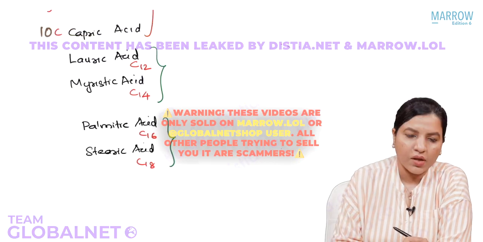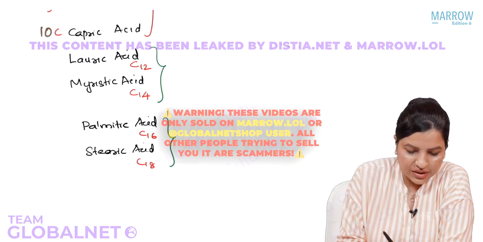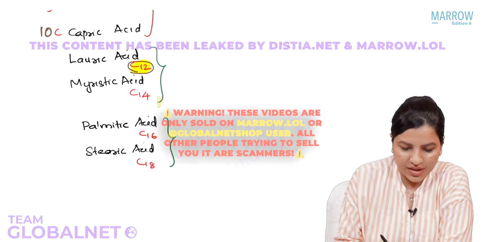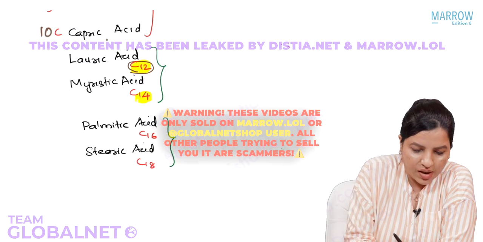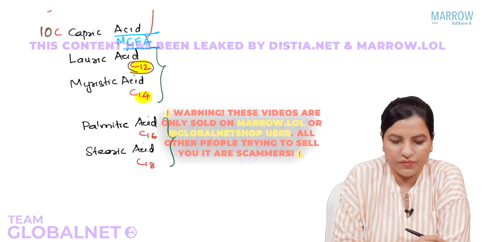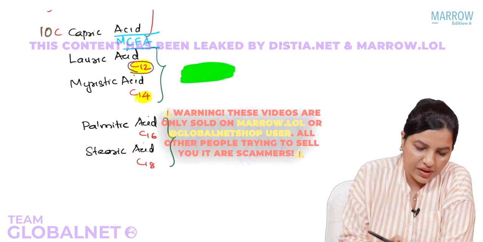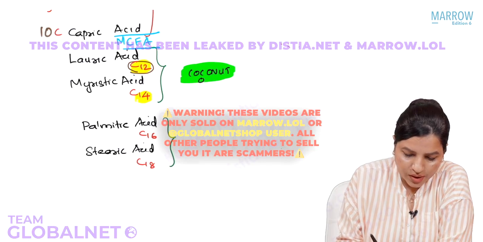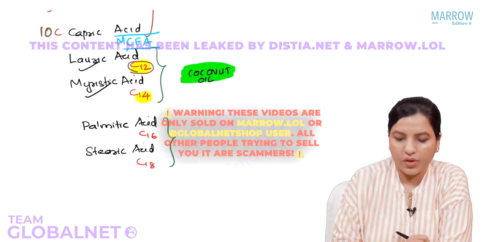Then moving down, the lauric acid and myristic acid. Lauric acid is a 12 carbon compound, and myristic acid is a 14 carbon compound. So, what kind of fatty acid is it? They are medium chain fatty acid. Where is the medium chain fatty acid present? It is present in coconut oil. This is very, very important: myristic acid and lauric acid.